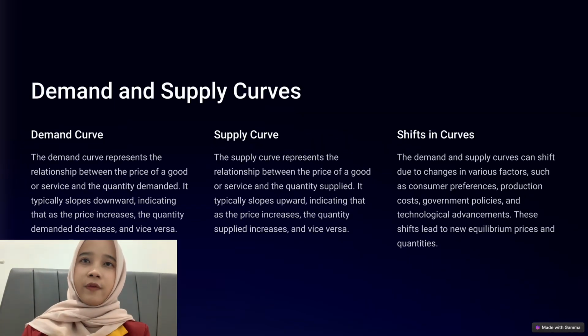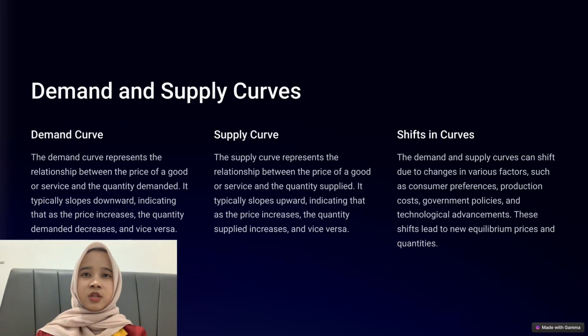Demand and supply curve. Demand curve. The demand curve represents the relationship between the price of a good or service and the quantity demanded. It typically slopes downward, indicating that as the price increases, the quantity demanded decreases and vice versa. Supply curve. The supply curve represents the relationship between the price of a good or service and the quantity supplied. It typically slopes upward, indicating that as the price increases, the quantity supplied increases, and vice versa.